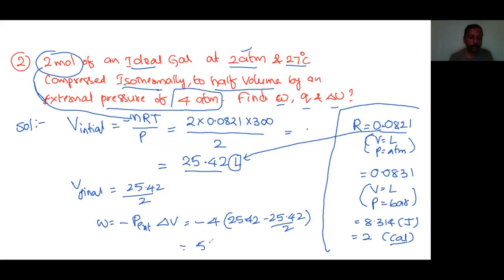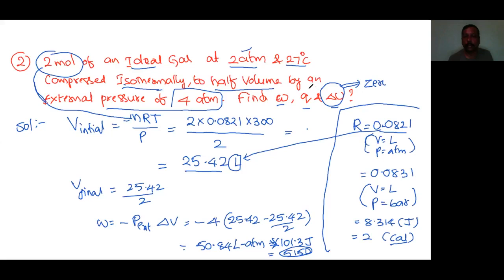What will be on simplifying? You will get 50.84 liter atmosphere. Okay. So to convert them into joules, when you multiply by 101.3, you will get the answer in joules. So the answer will be 5150. As it is an isothermal process, delta U will be 0.